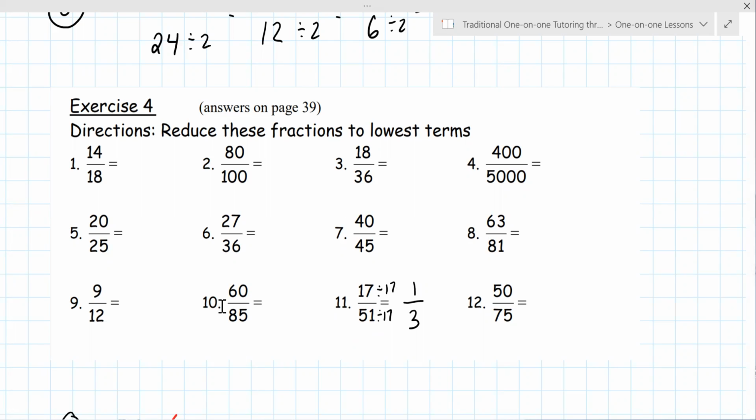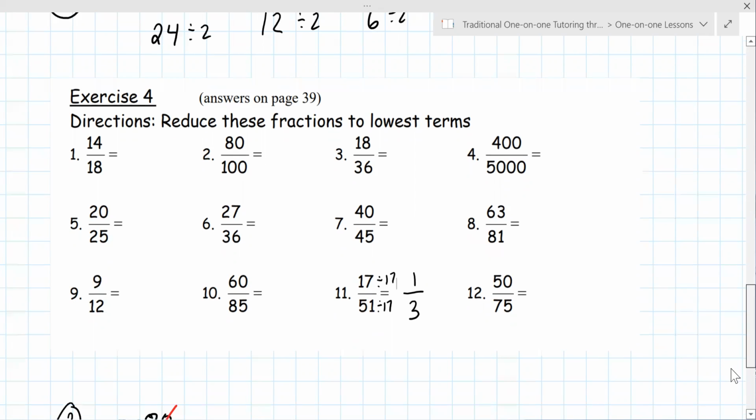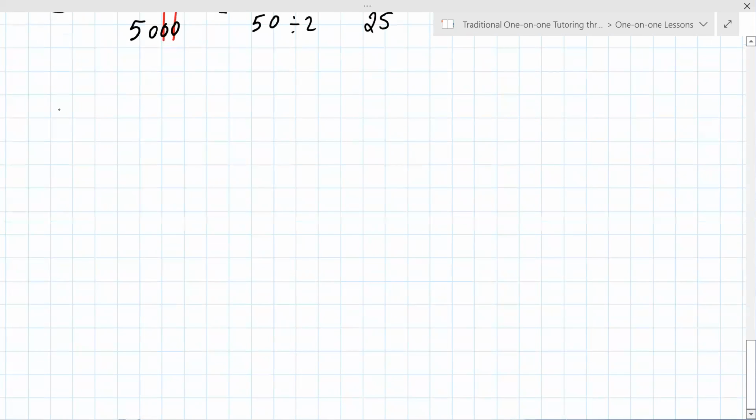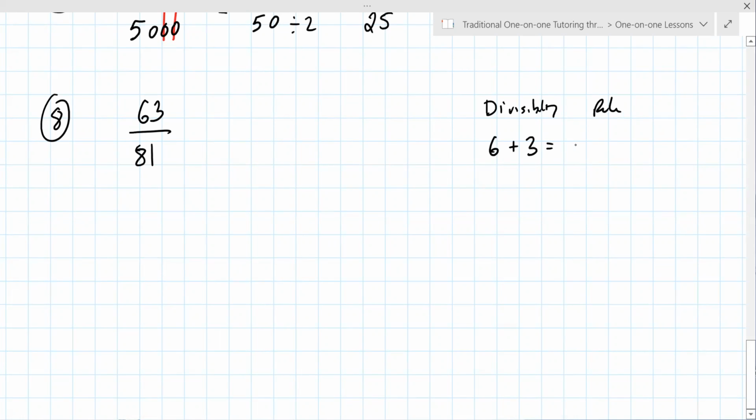How do I know when 2 won't go in if they're both odd numbers? Yeah, so let's look at number 8 here. Number 8 says 63 divided by 81. They're both odd, so 2 doesn't work. The divisibility rule for 3 is that you add up the digits. So 6 plus 3 is 9. 8 plus 1 is 9. And these are both multiples of 3. So that means they're both divisible by 3.